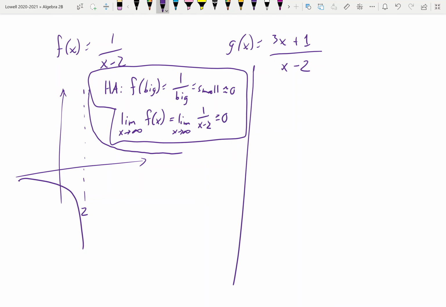Okay, if we compare that to this one, well, we can see here that this function will have a vertical asymptote, excuse me, at x equals 2, just like before. What's interesting about this one is that this one actually does have an x-intercept.